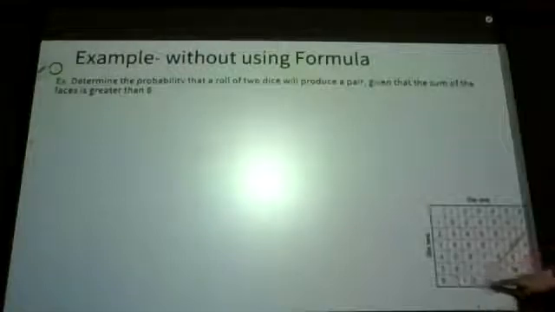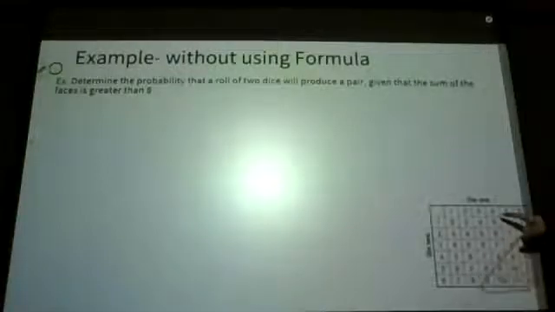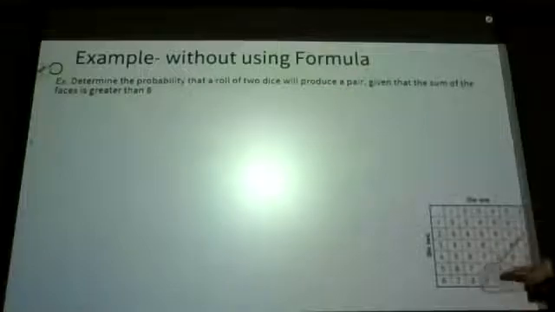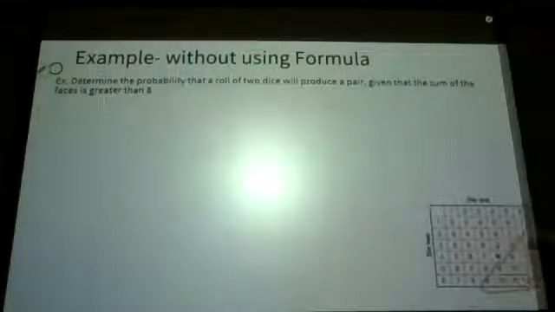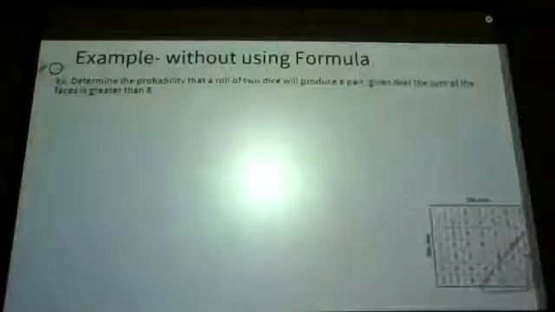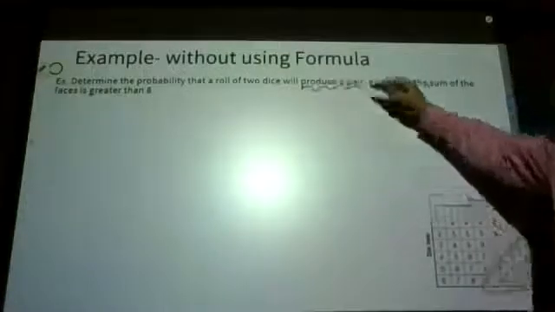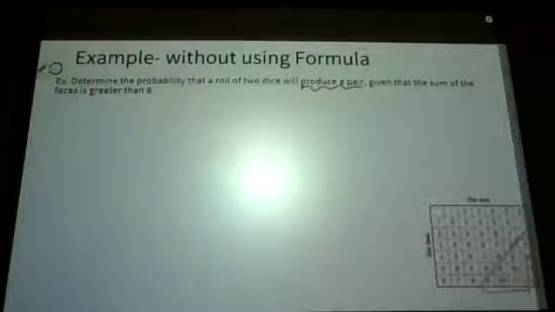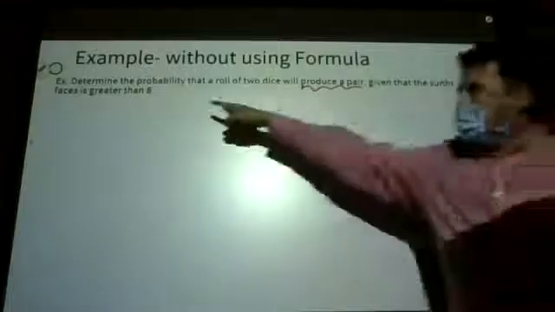So 3 and 6, 4 and 5, 4 and 6, 5 and 4, 5 and 5, 5 and 6, 6 and 3, 6 and 4, 6 and 5, 6 and 6, right? So we're limited to only 10 outcomes. And of those 10 outcomes, exactly like Hope said, we're trying to figure out what's the probability that I produce a pair. So this is basically our sample space now.